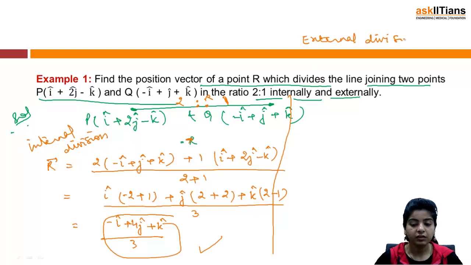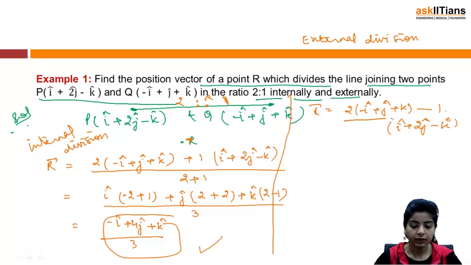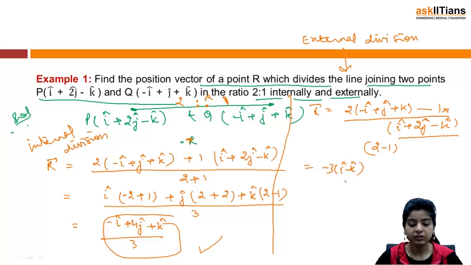For external division, again the formula would remain the same, but we'll have a minus sign here. So R would be equal to 2 into (minus i plus j plus k) minus 1 into (i plus 2j minus k), divided by 2 minus 1. So for external division, we have 2 into (minus i plus j plus k) minus 1 into (i plus 2j minus k), by 2 minus 1. So this gives me minus 3i minus k. This is the required answer.